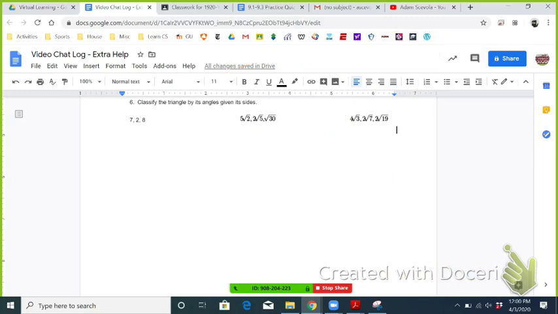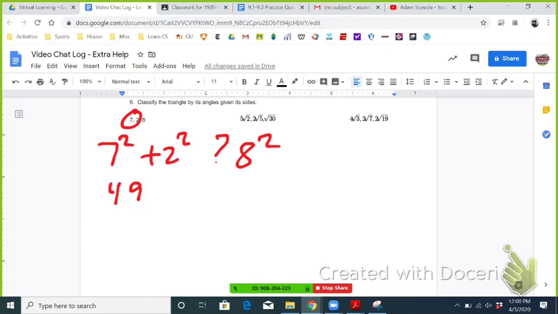So for the first one, we would square 7 and 2, and you always compare the two smaller sides to the bigger side. Alright, so is that bigger or smaller than 8 squared? Well, 7 squared is 49, and 2 squared is 4, and 8 squared is 64. So we get 53 and 64.